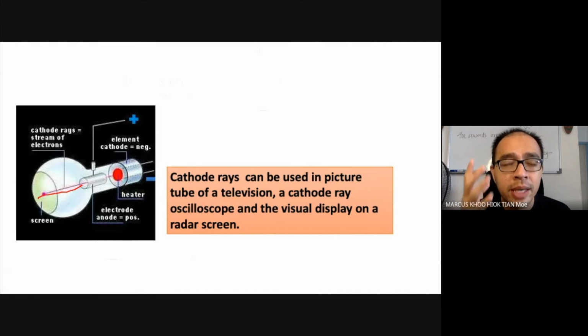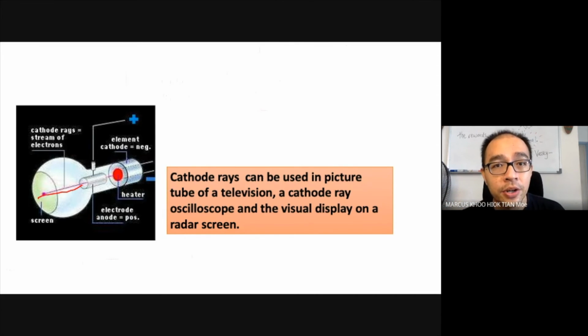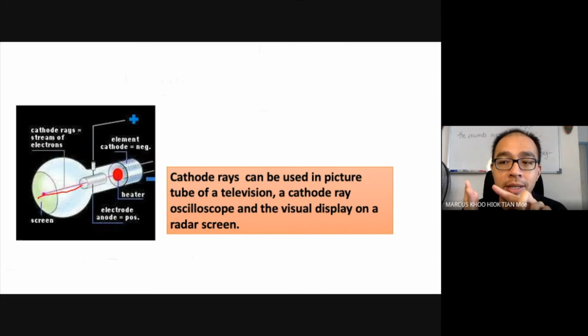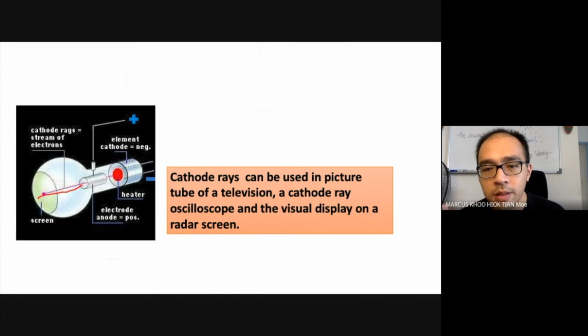But the idea behind the discovery of the TV, behind the cathode ray oscilloscope, behind the radar screen, is the idea of thermionic emission to release electrons and you accelerate the electrons, so that when it hits the screen, it will convert the kinetic energy to light energy. As an introduction, this is probably where we will stop today, because in tomorrow and Thursday's class, we will go more in depth into this.